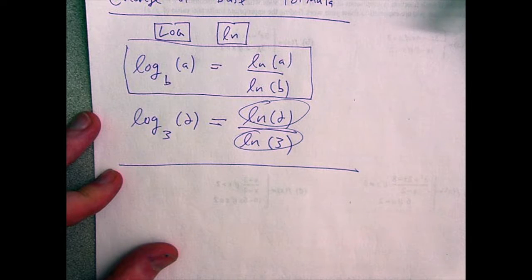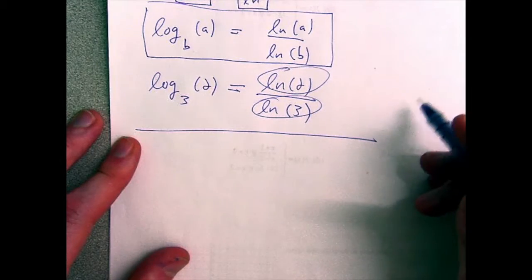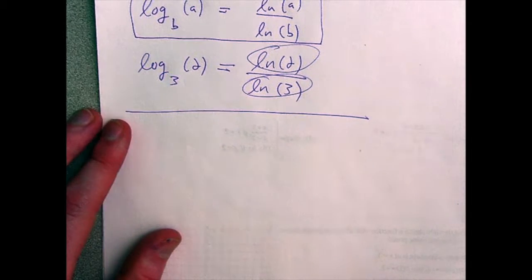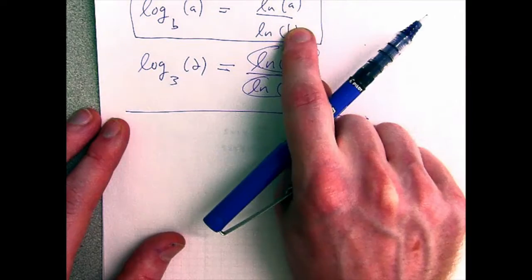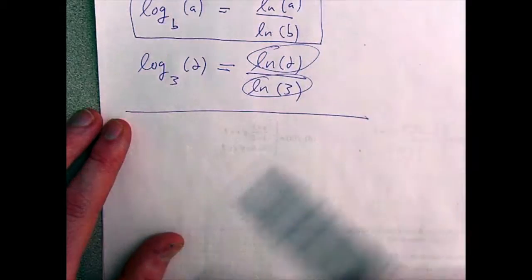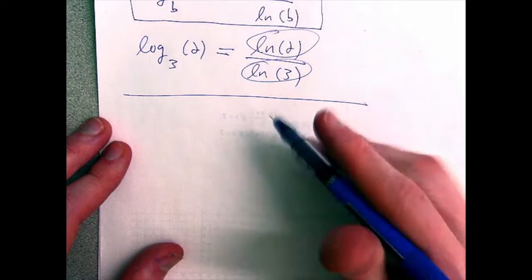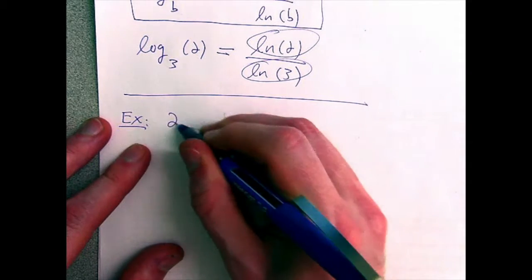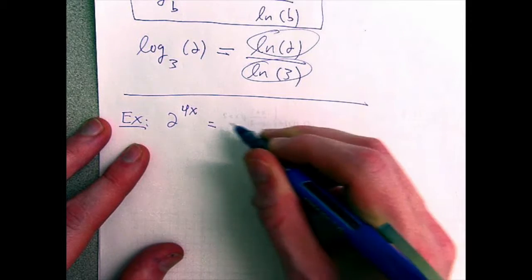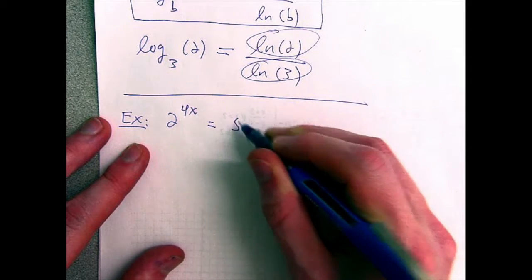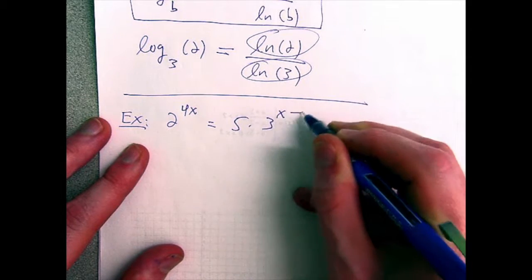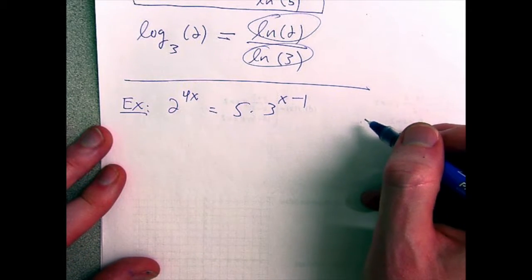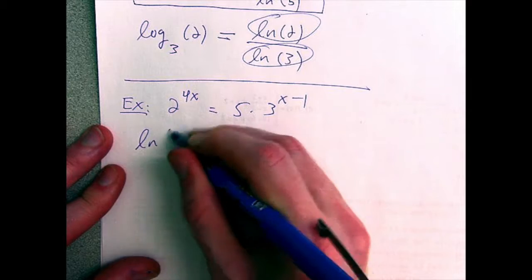let's actually do an exponential equation, which we did some of yesterday, but I'd like to use this change of base formula to simplify the answers that we obtained. So here's an example. We have 2 to the 4x is equal to 5 times 3 to the x minus 1. Yesterday I said the procedure is to take the natural log of both sides. So I'll do that.